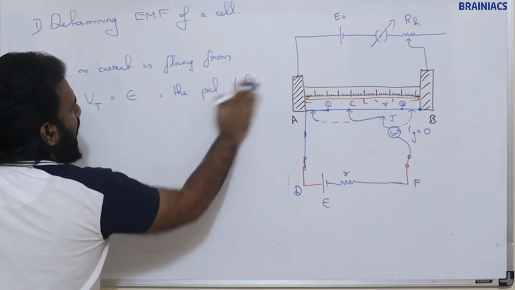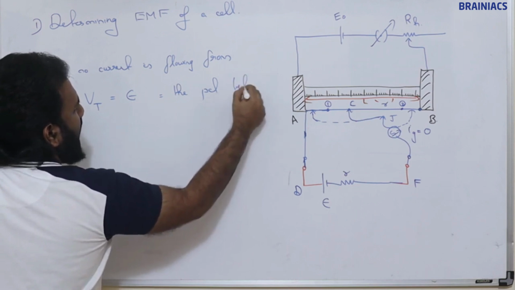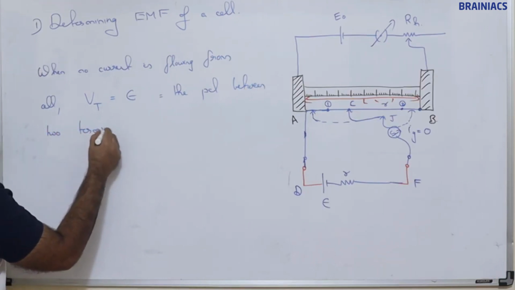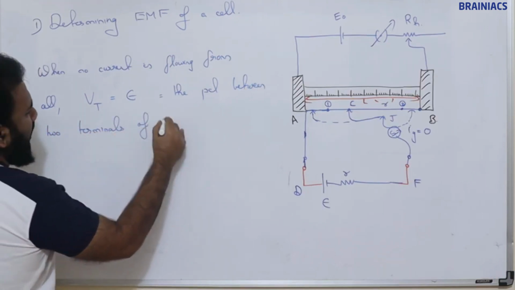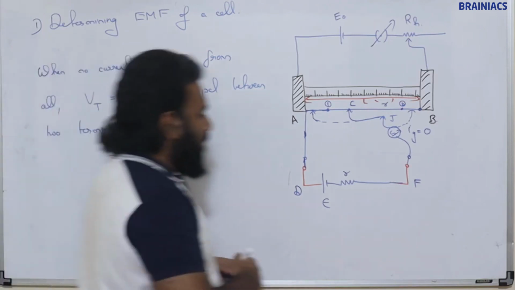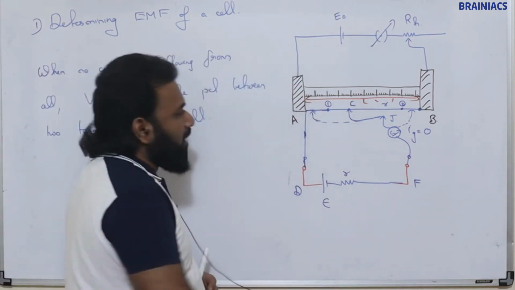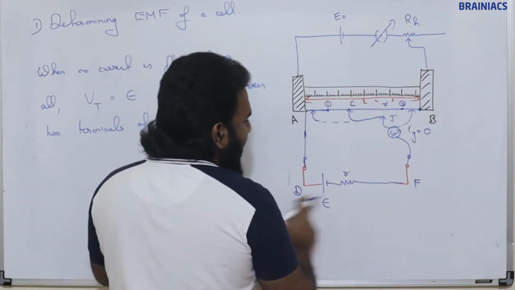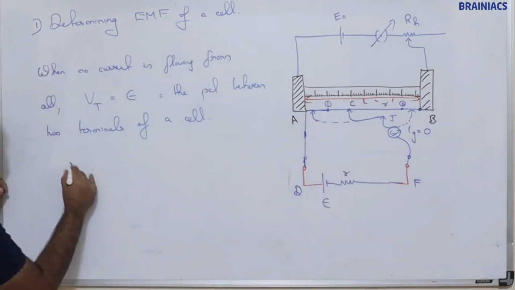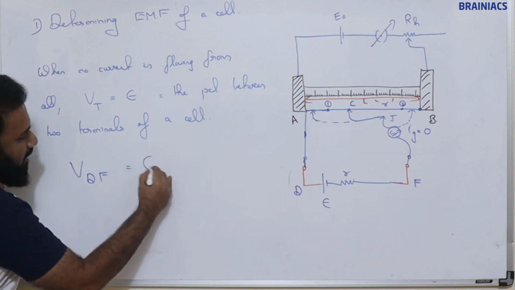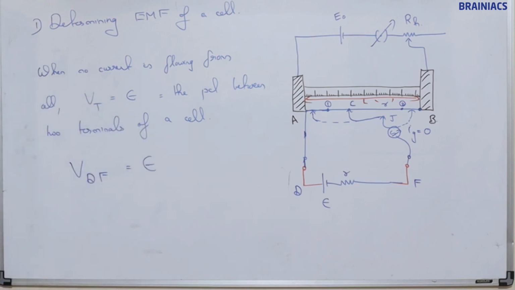which is nothing but the voltage, or the potential difference, between the two terminals of a cell. Now what happens is, no current is passing through this. So between this D terminal and F terminal, I can say that the voltage difference across D and F is nothing but the EMF of the cell. So this is one point.